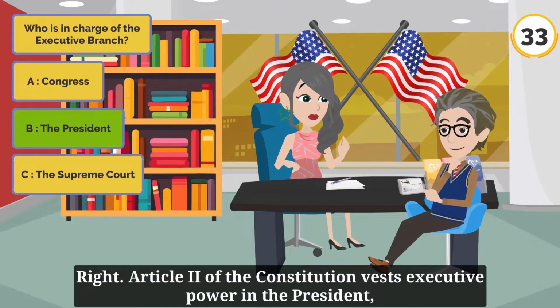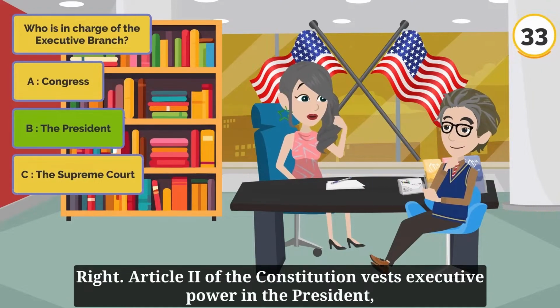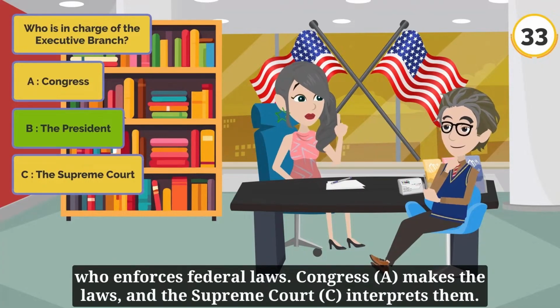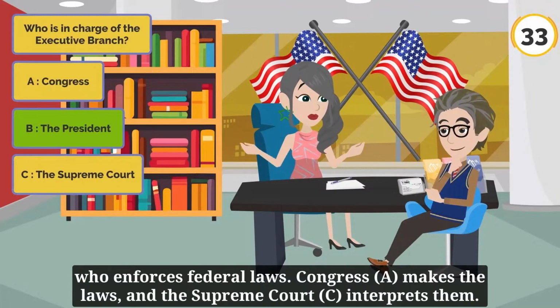Right. Article 2 of the Constitution vests executive power in the President, who enforces federal laws. Congress, A, makes the laws, and the Supreme Court, C, interprets them.